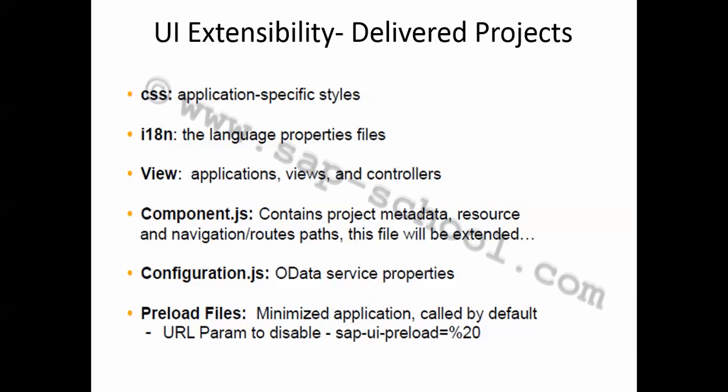Then these are the delivered projects. First of all, we have the CSS, which is the application specific styles. Then we have the I18N, that is the language properties file. Then the view, which includes my application's views and the controllers. Then the Component.js, which contains the project metadata, resource and navigation paths. This file can be extended. Then we have the configuration.js, which is my OData service properties file. Then the preload files, which are my minimized application called by default, and the URL parameter to disable it.